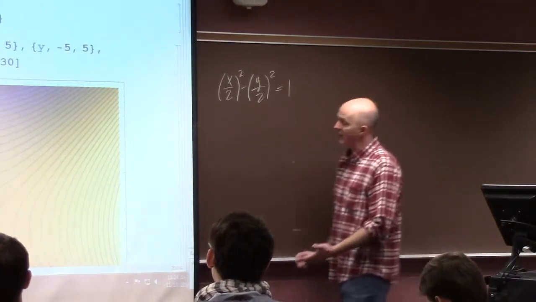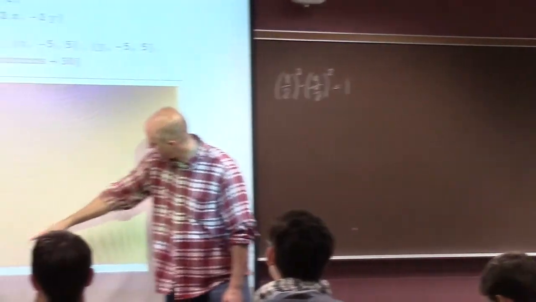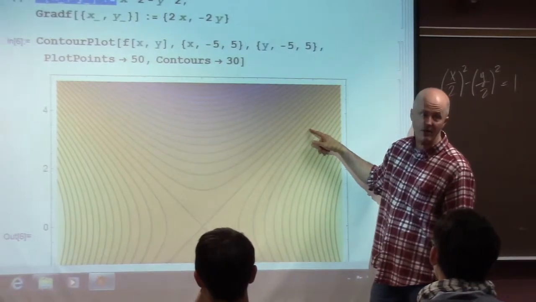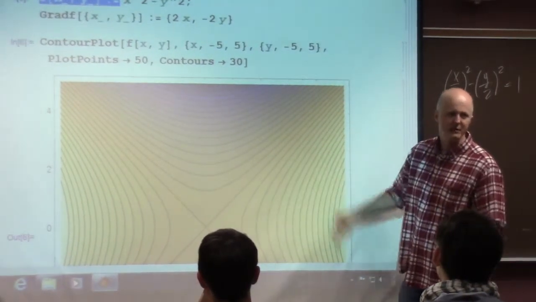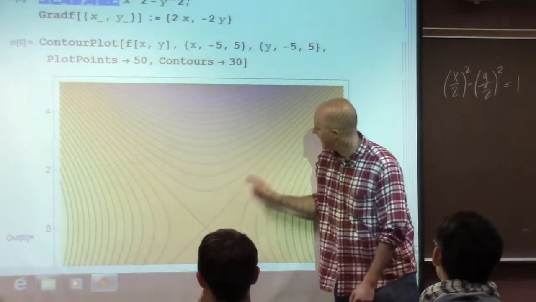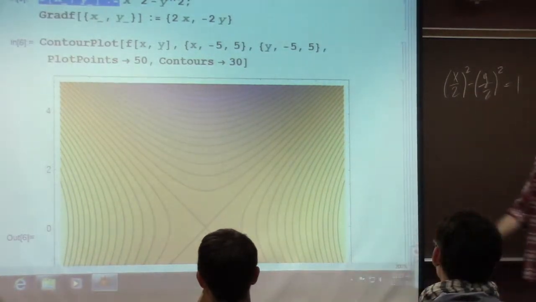When the output is 0, that's where you get the big x through the middle. When x squared minus y squared is 0, y is essentially plus or minus x. And so you get these two lines that make an x in the xy plane.